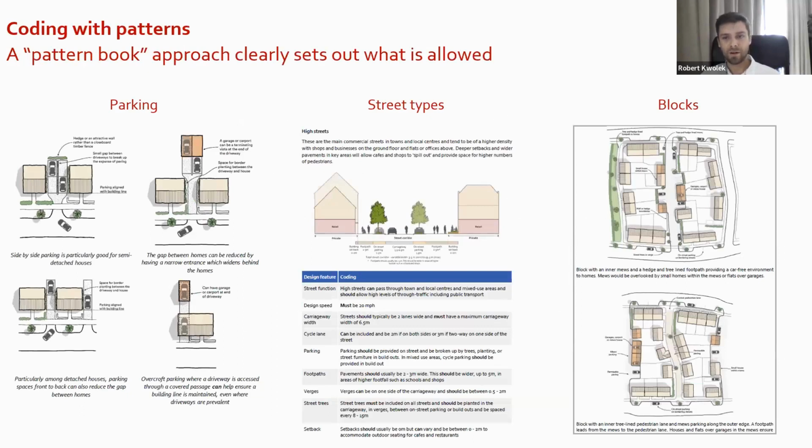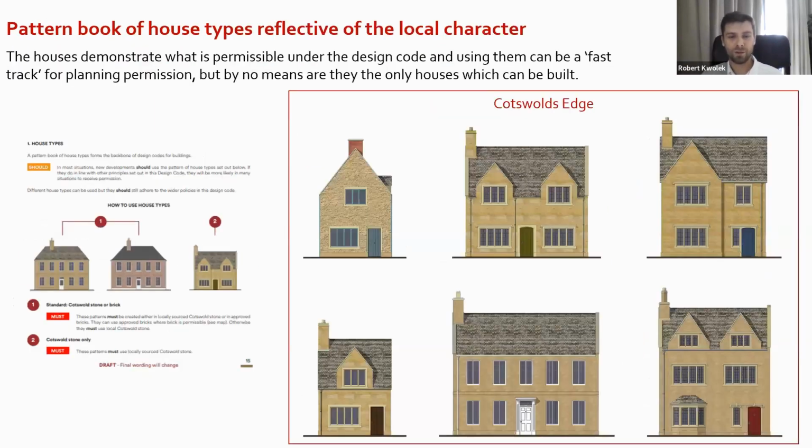And a couple of examples here of how the code looks. As I said, we made codes for parking, for street types, for block patterns. And we found that the pattern book approach is really quite effective to visualize the codes that we'd be setting out. So you have your text-based codes, but then it's very important to show what exactly those codes are. It's easy to interpret text in any kind of way you want, but if you show it visually, then it's much more difficult for someone to have their own interpretation. And we also applied the pattern book approach to house types.